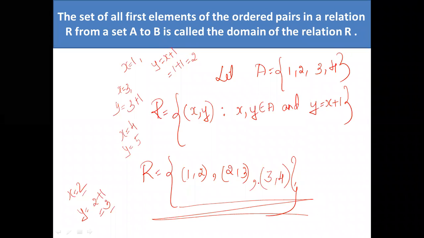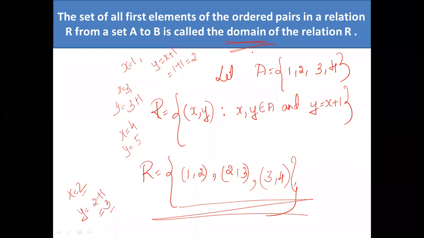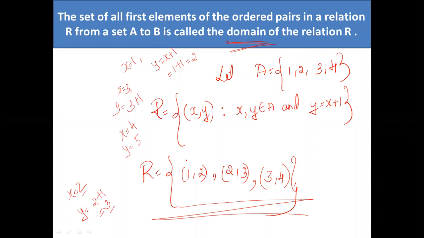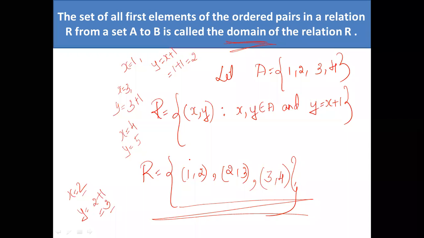What are the first elements in this order? It is 1, 2, 3. Those are called the domain of the relation R. The first elements that come in the relation, we call them the domain of the relation R.